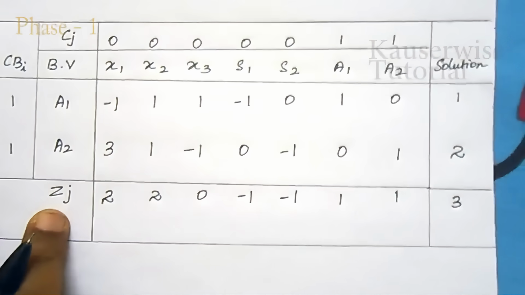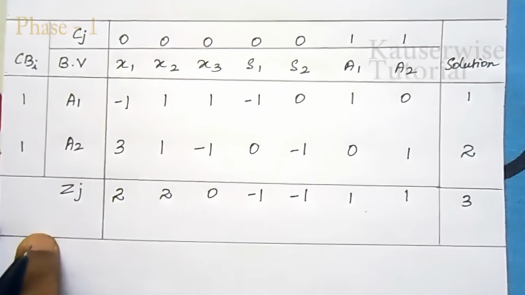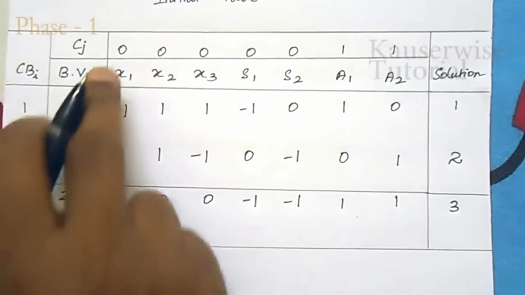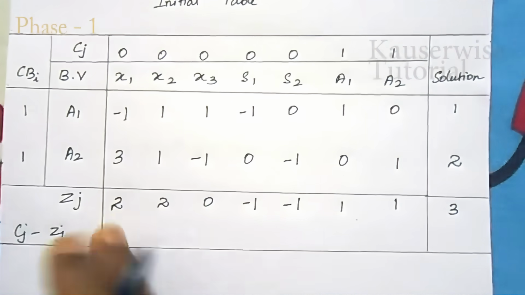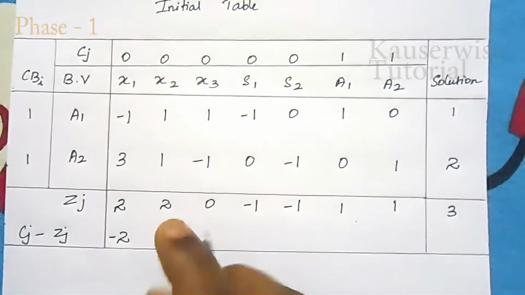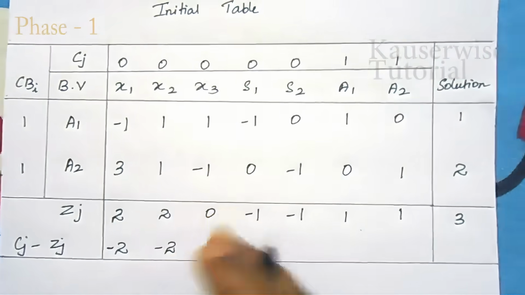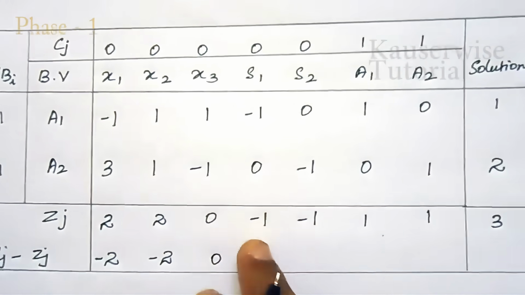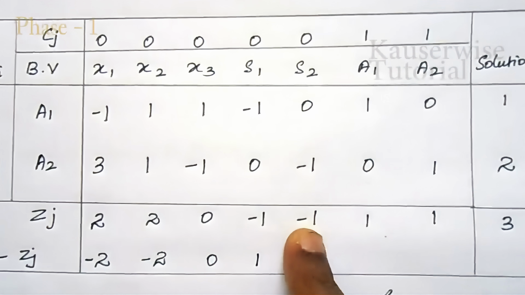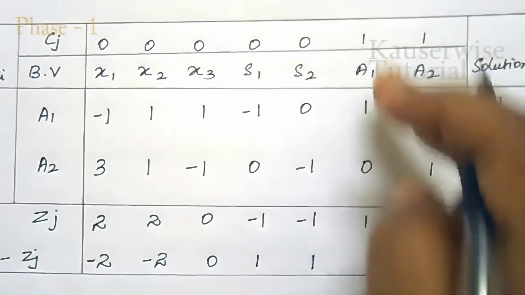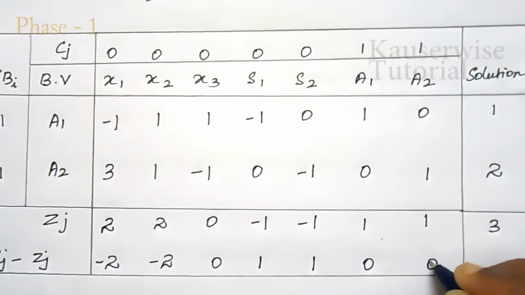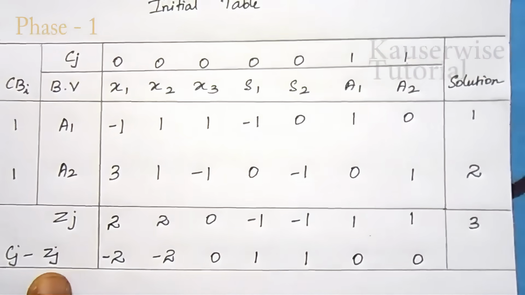After finding zj value, now we need to find cj minus zj values. Cj value is 0. So 0 minus 2 is minus 2. 0 minus 2 is minus 2. 0 minus 0 is 0. 0 minus minus 1 is equal to plus 1. 0 minus minus 1 is equal to plus 1. 1 minus 1 is equal to 0. 1 minus 1 is equal to 0. So we have got cj minus zj values.